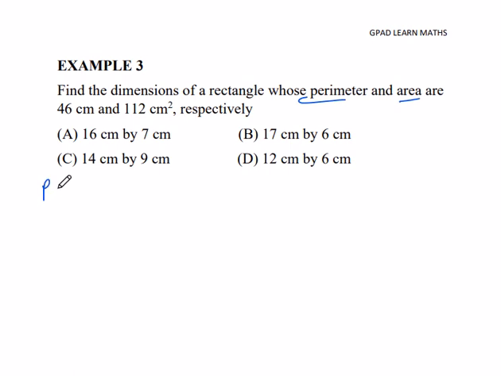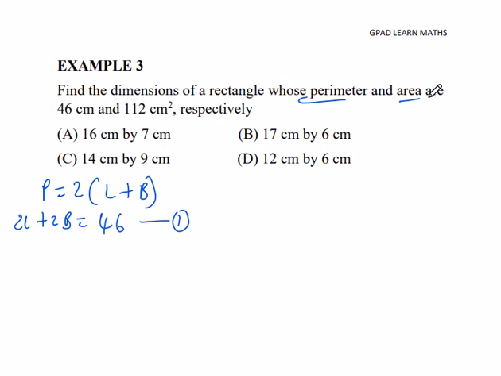So P for perimeter is equal to 2 bracket length plus breadth. This is the formula for calculating the perimeter of a rectangle. And from the question we're told that it is 46. So when you open up this bracket, you have 2L plus 2B is equal to 46. Maybe I can call this equation 1 first.